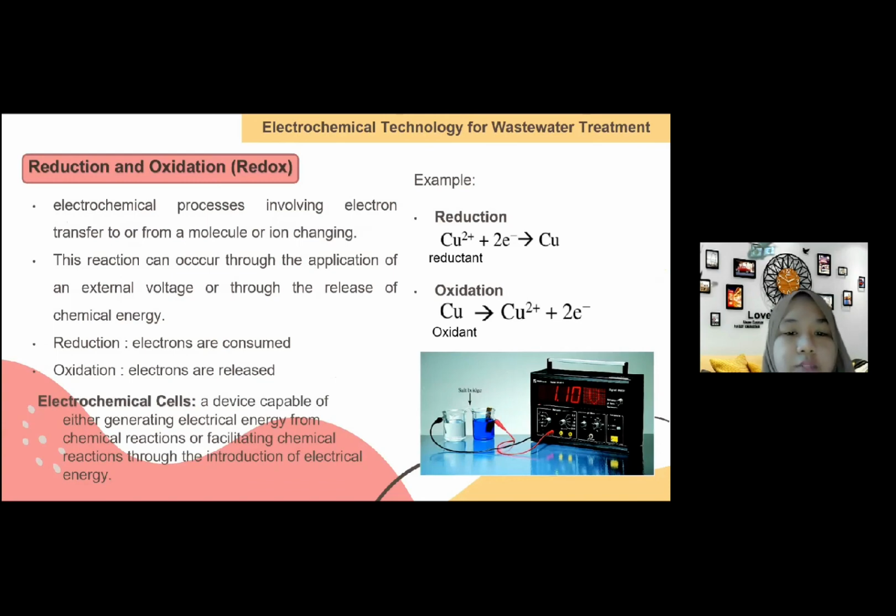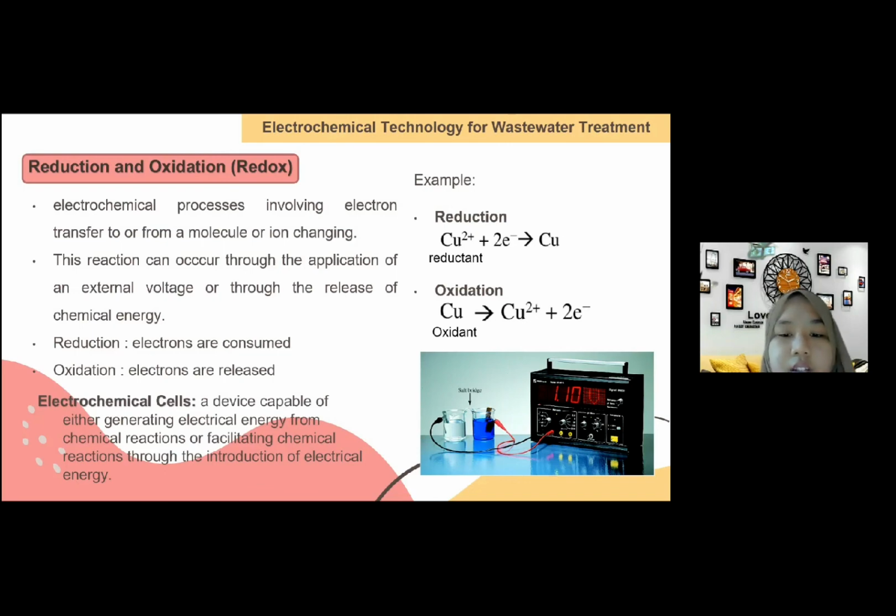Next. The next is reduction and oxidation, as we know as redox. It is an electrochemical process involving electron transfer to or from a molecule or ion, changing its oxidation state. This reaction can occur through the application of an external voltage or through the release of chemical energy. In reduction, electrons are consumed, and in oxidation, electrons are released. So an electrochemical cell is a device capable of either generating electrical energy from chemical reactions or facilitating chemical reactions through the introduction of electrical energy.